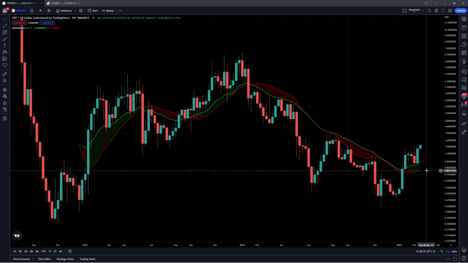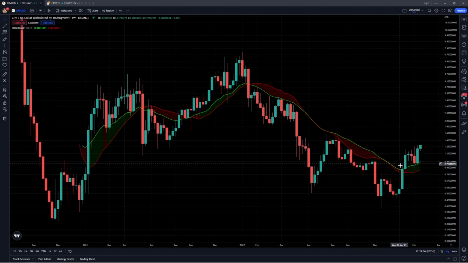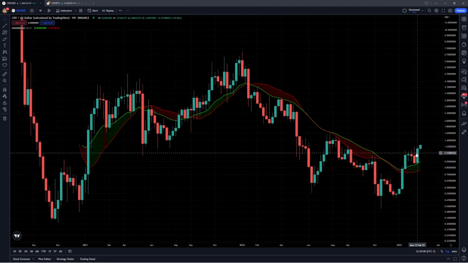In today's video, I'm going to be providing a longer term market analysis for Curve, which is looking very bullish here on the weekly chart, with the reason being that we actually have broken back above the 20 and the 21 weekly moving averages, the red and green lines on this chart.